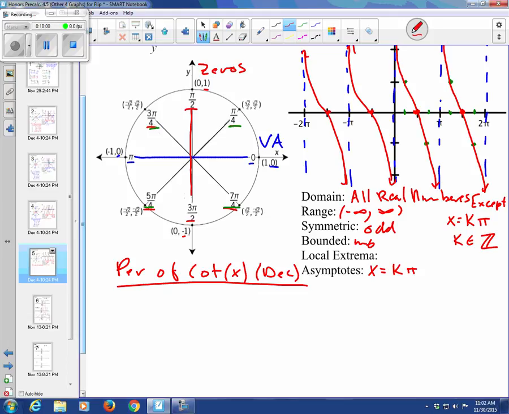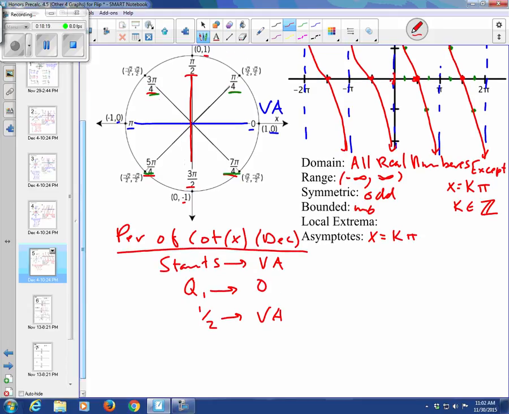And then right here we can say that it starts at a vertical asymptote. The first quarter is going to be a 0. Halfway is going to be a vertical asymptote. And again, this is for a length of 2 pi on the x-axis. That's how we're defining a period right now.